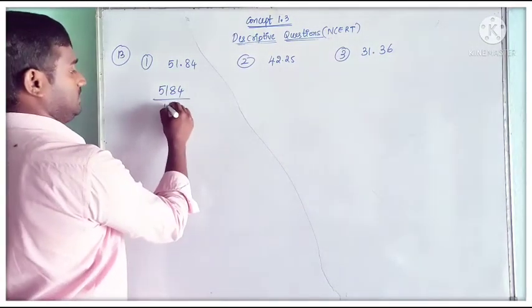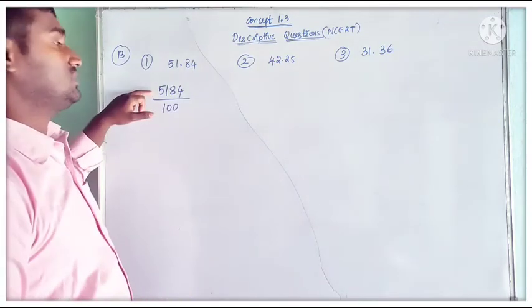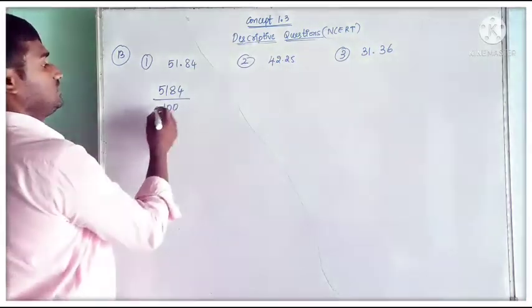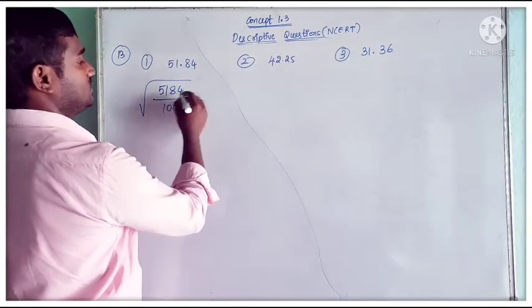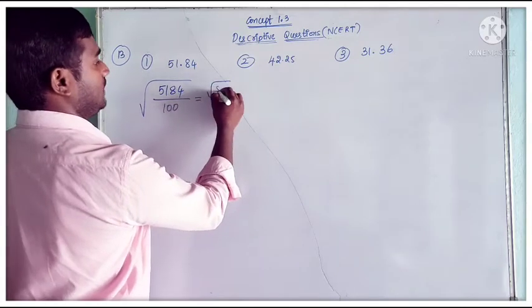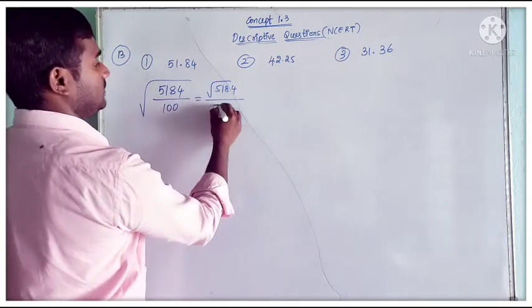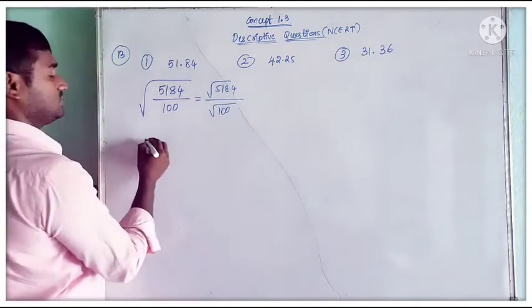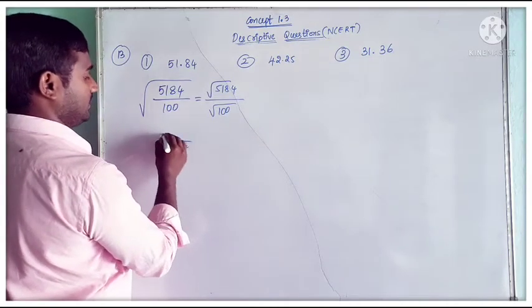5184 by 100. So 51.84 we can write as 5184 by 100. So we need to find the square root. Yes, the square root symbol we can write. First we can find the square root of 5184. This we can write as the square root of 5184 by the square root of 100. So you use the long division method to find it.